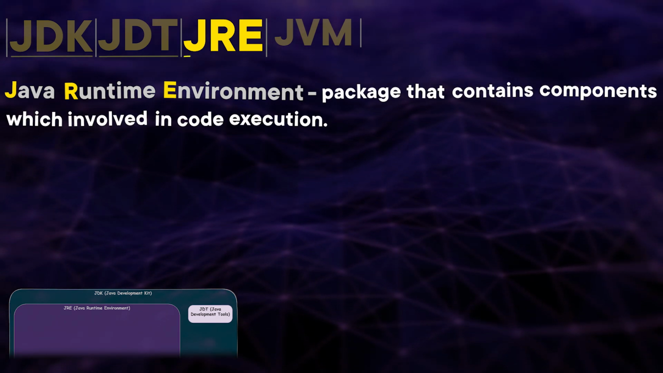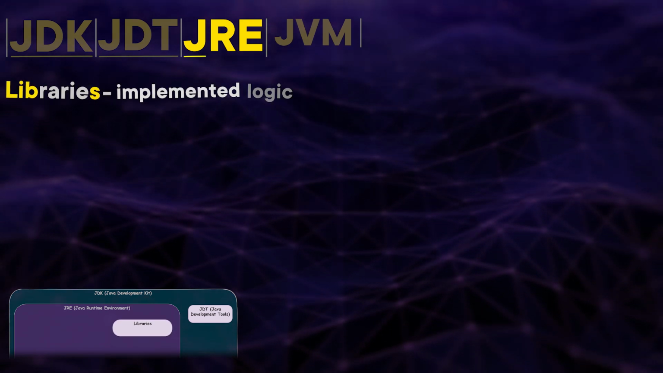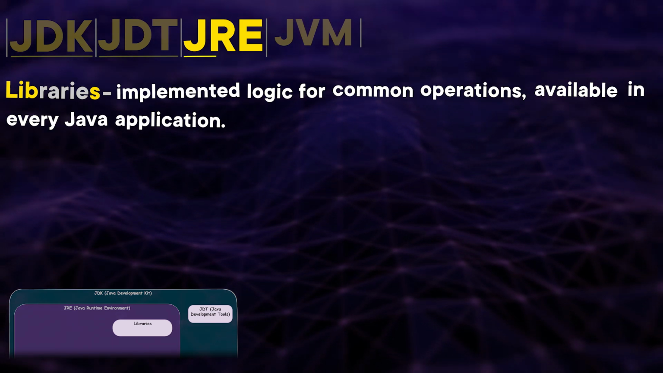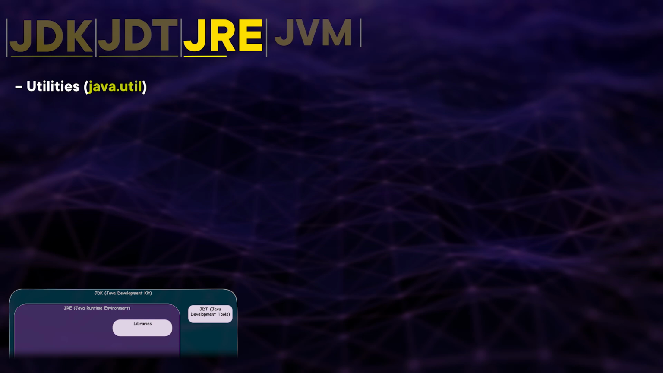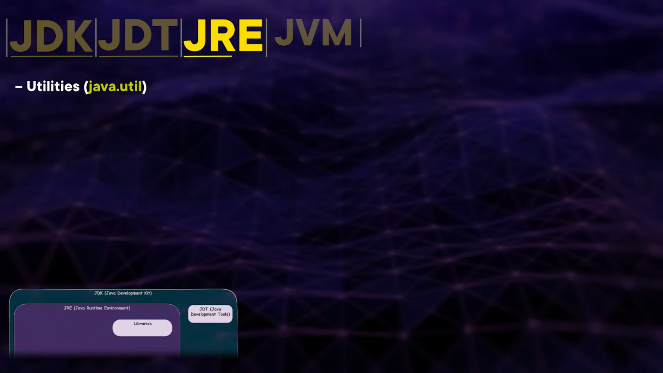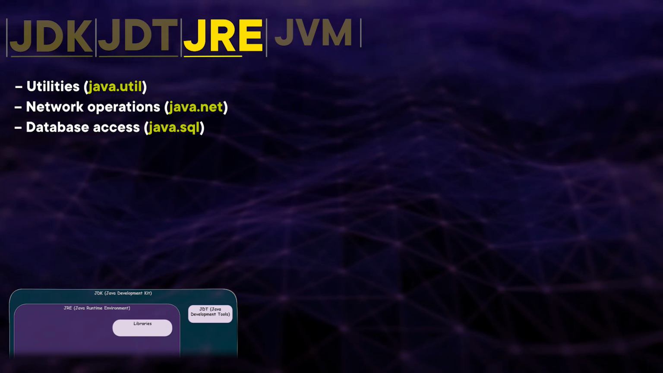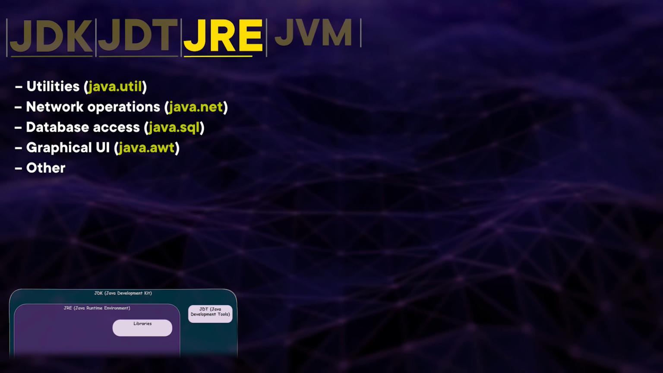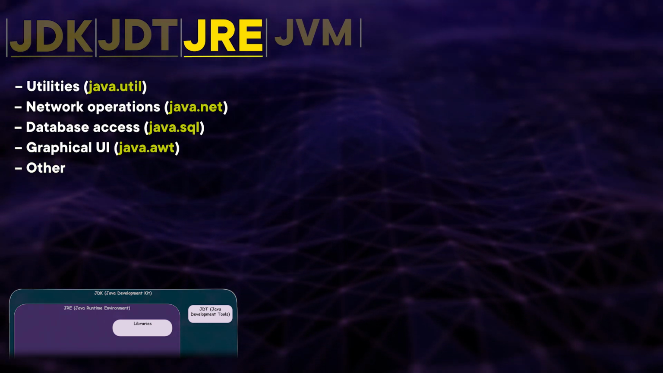The next element of JDK is Java Runtime Environment. This is a package that contains components involved in code execution. These components are libraries, already implemented logic that is available for every Java application. It contains logic that is separated into different parts, such as utilities, parts for working with lists, dates, maps, etc., network operations, database access, graphical UI, and other logic. So, in your Java code, you can refer to this logic, as during application execution it will be available.